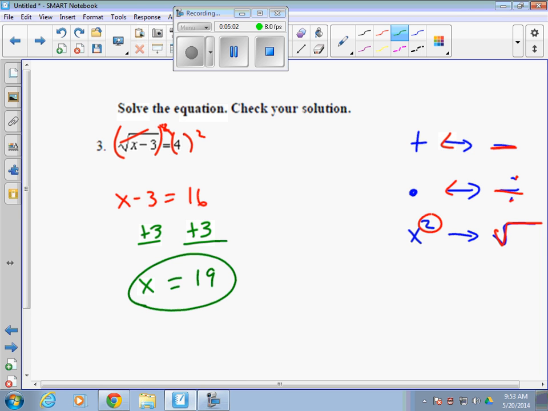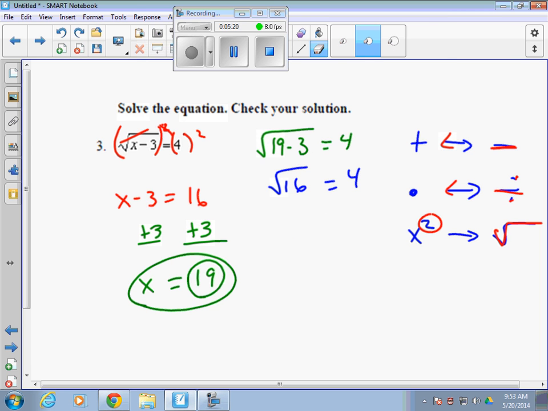And it says check your solution. We'll plug it back in and see. The square root of x minus 3, 19 we just got for x, minus 3 is 4. Is that a true statement? Is the square root of 16, because 19 minus 3 is 16, equal to 4? Sure it is. Square root of 16 is 4, we know. And 4 is equal to 4, so it checks out.